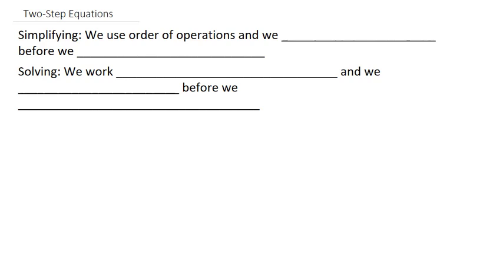Two-step equations. Simplifying. We use order of operations and we multiply or divide before we add or subtract.